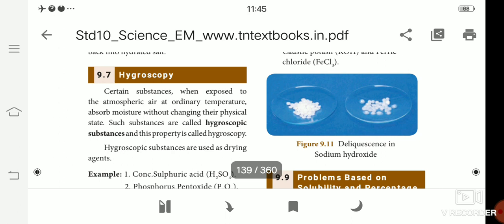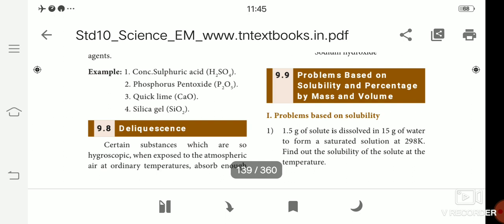What is the solubility formula? Solubility is equal to mass of the solute divided by mass of the solvent, into 100. In this problem, the mass of solute is 1.5 gram and the mass of solvent is 15 gram, into 100. So the solubility of the solute is 10 gram.